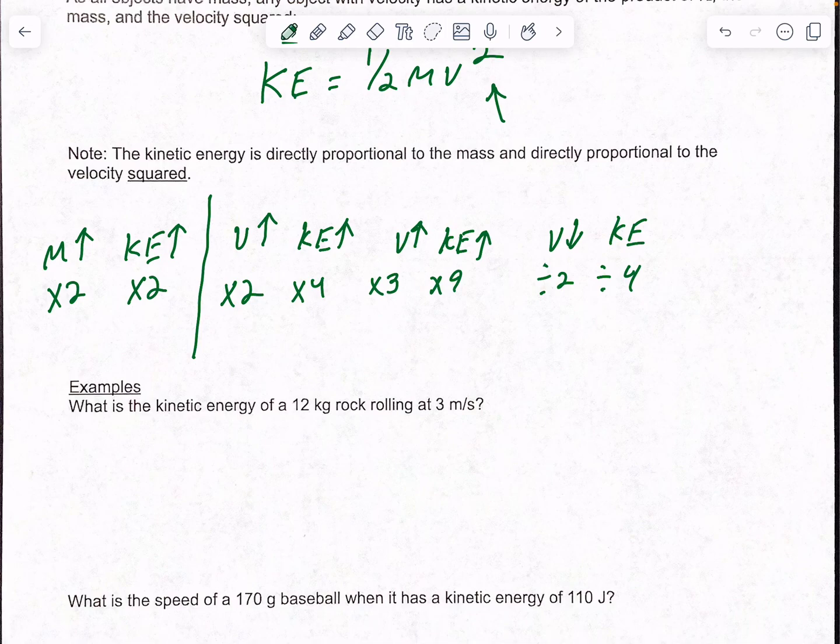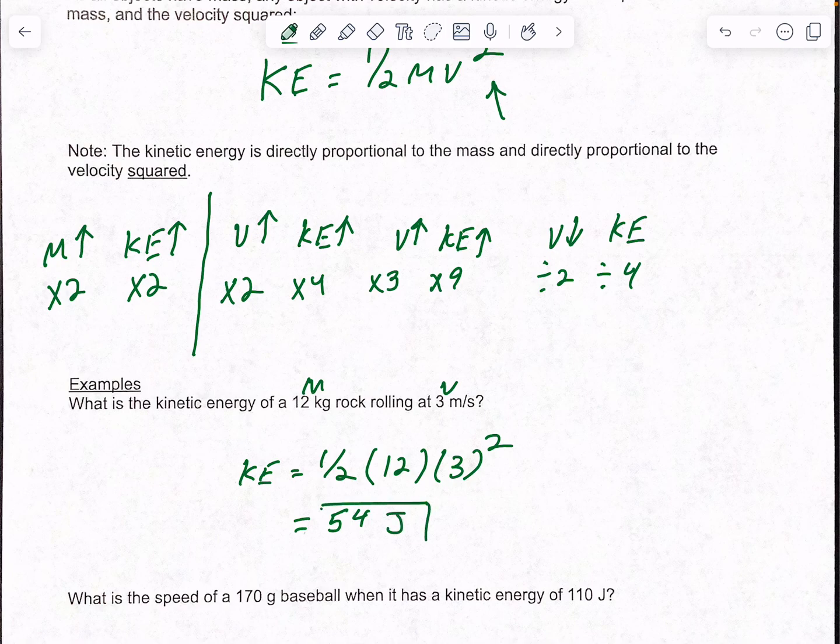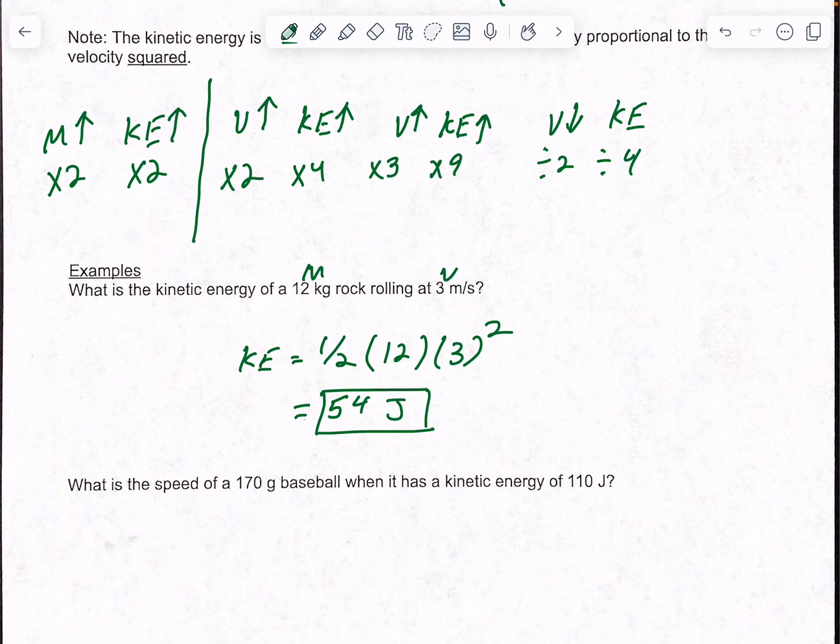So we're going to start off simple. What is the kinetic energy of a 12 kilogram rock? I have mass, rolling at 3 meters per second. There's your velocity. So we're just going to plug in. KE equals 1/2 my mass, which is 12, and my velocity is 3, and that's squared. You're going to get a value of 54. In order to do work, it requires energy, so we're going to keep the units the same as work, so it's going to be joules. Your answer would be 54 joules.